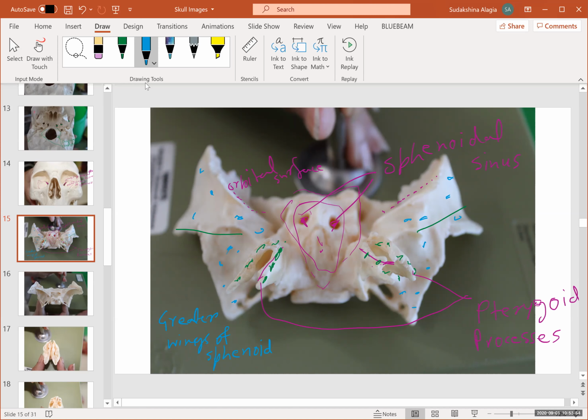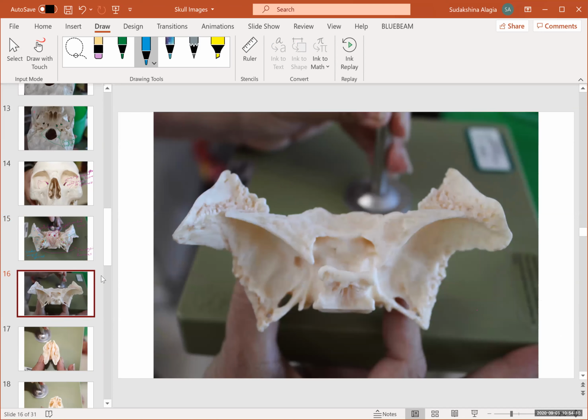Well, if it's greater wings, does that mean there is a lesser wings of sphenoid? Of course, but it's not visible in this inferior view. For that, we have to look at the internal or the posterior view, right there. Where is the lesser wings? Where is the greater wings to begin with? All this. We just looked at the other side of it. Greater wings of sphenoid.